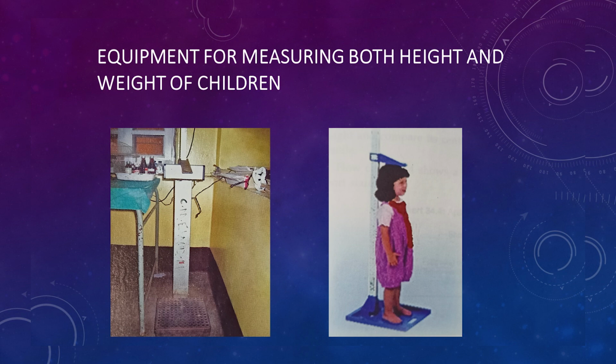You can see, this is for a child more than 2 years of age. The child can stand on the machine, and at the foot plate there is a weighing machine on which you can observe the weight of the child, and the adjustable plate on the head gives us the measure of the height of the child.